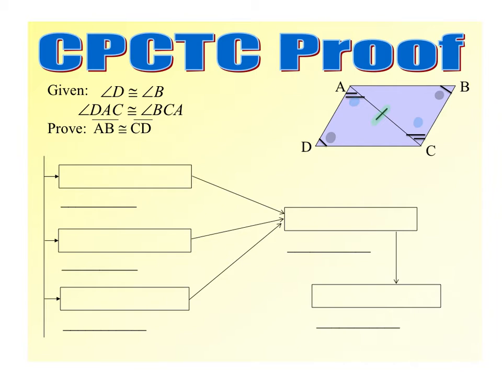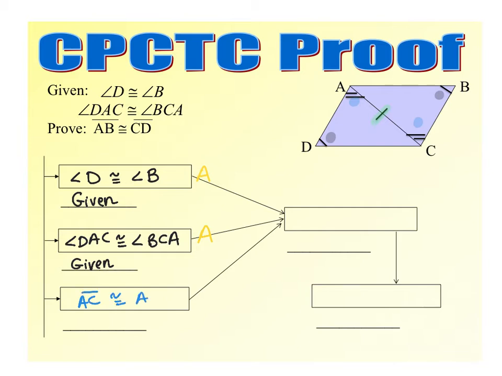So angle D congruent to angle B. I put the statement in the box, and the reason is because this is given. And then I have another given: angle DAC congruent to angle BCA, and again, because this is given. So far I have an angle and an angle. And then I have a side, side AC congruent to side AC, and that's because of the reflexive property.